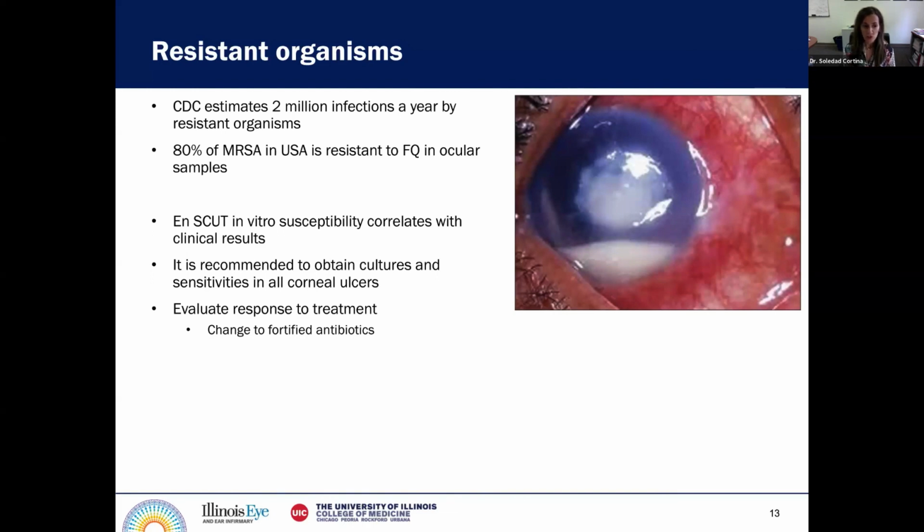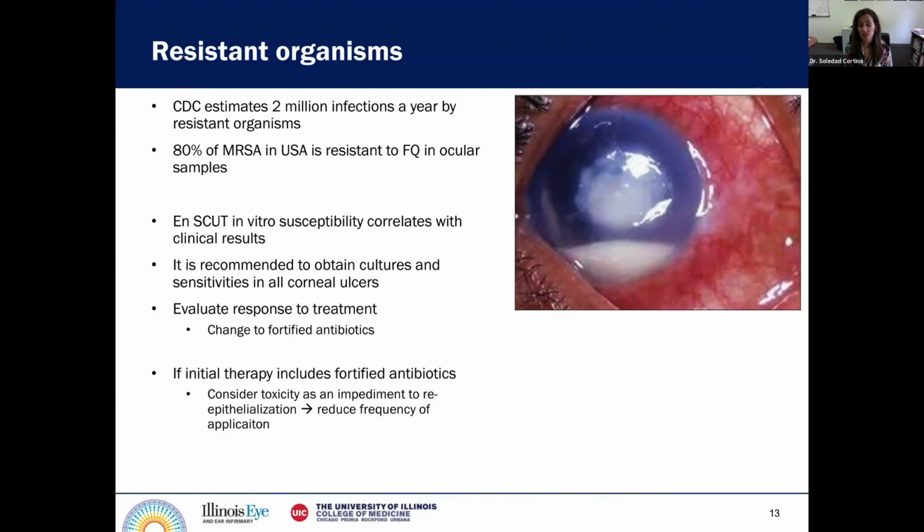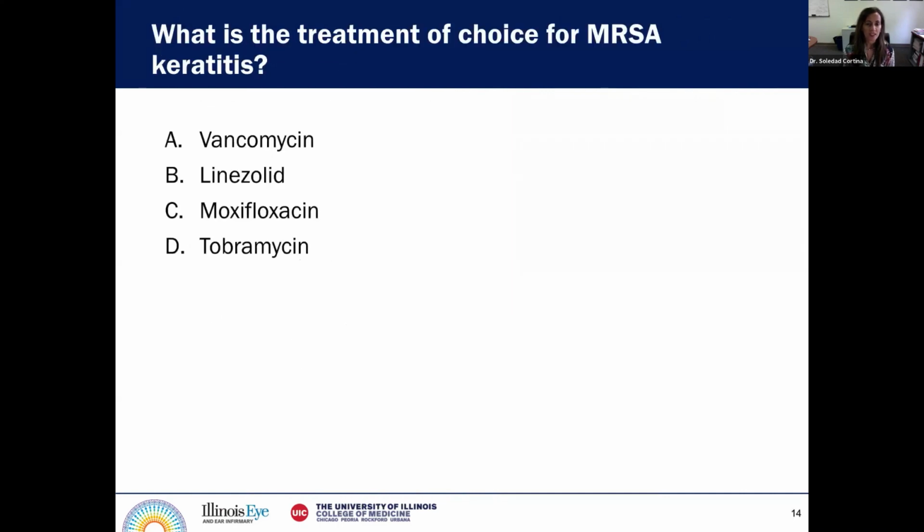We, of course, are going to evaluate the response to treatment, and if things are not going the right way, we may change perhaps an initial monotherapy with a fluoroquinolone to fortified antibiotics. But if the initial therapy actually already includes fortified antibiotics, then we have to consider other things. It is pretty unlikely that one of the organisms that we're treating will be resistant to, say, fortified vancomycin and fortified tobramycin. So we need to consider toxicity as an impediment for reepithelialization of the cornea. And so perhaps instead of intensifying therapy, what we need to do is reduce the frequency of application to allow the epithelium to heal. So this is our next question: what is the treatment of choice for methicillin-resistant Staphylococcus aureus keratitis?